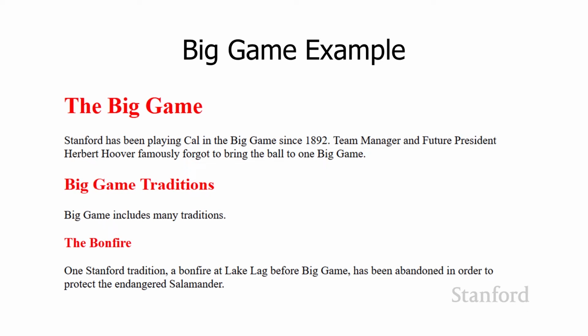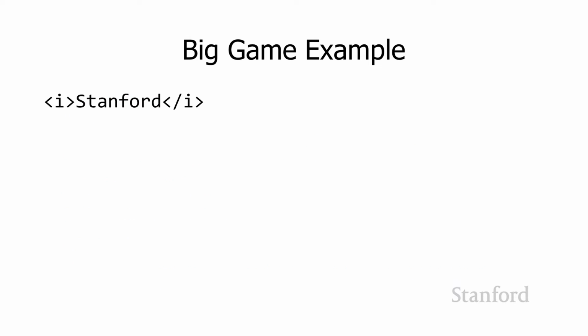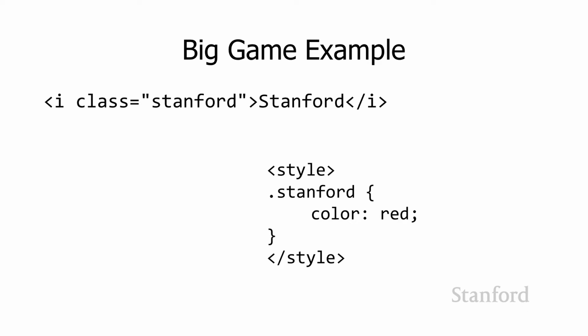Now, one of the things about this big game web page is it's got the word Stanford in a bunch of places on the web page. No surprise there. What if I wanted to do some styling information on just the word Stanford? Could I do that? Well, if the word Stanford were in italics, for example, and I wanted to turn Stanford red, I could go ahead and do that. I could just say, hey, Stanford's in italics, and I'm going to go ahead and add a new class. We say class equals Stanford, and then I can write a rule for things that have class equals Stanford, and I just say dot Stanford.